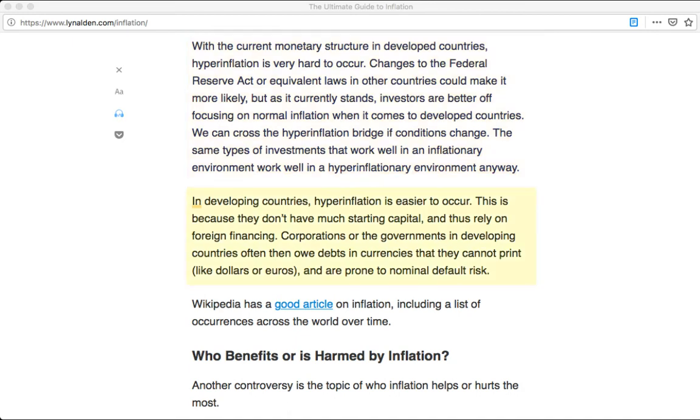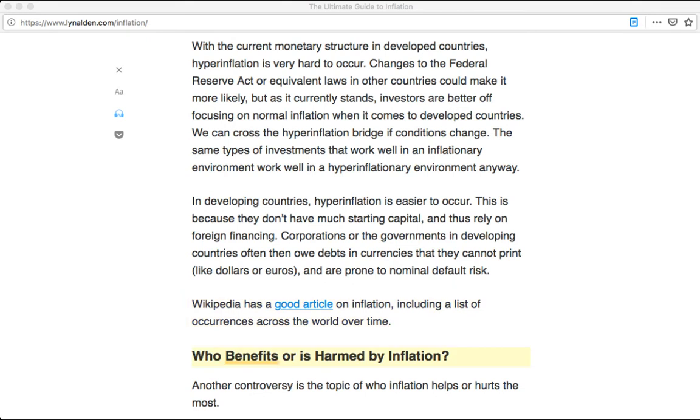In developing countries, hyperinflation is easier to occur. This is because they don't have much starting capital, and thus rely on foreign financing. Corporations or the governments in developing countries often owe debts in currencies that they cannot print, like dollars or euros, and are prone to nominal default risk. Wikipedia has a good article on inflation, including a list of occurrences across the world over time.